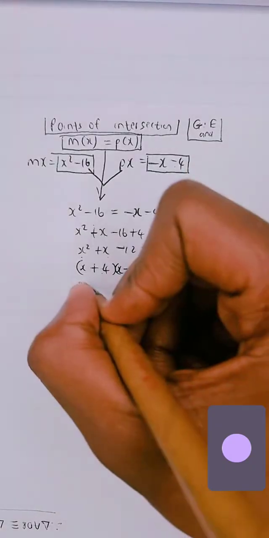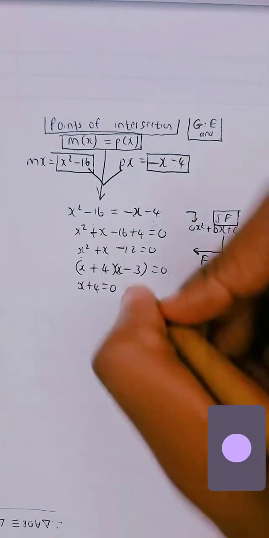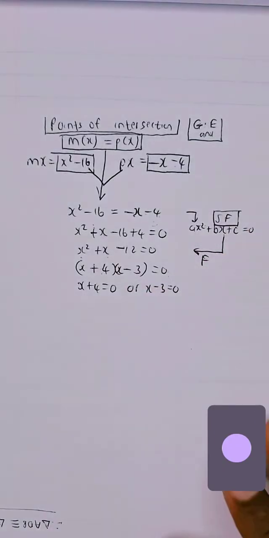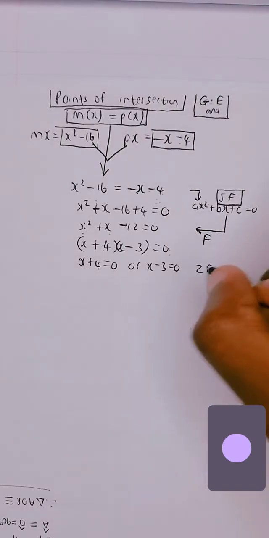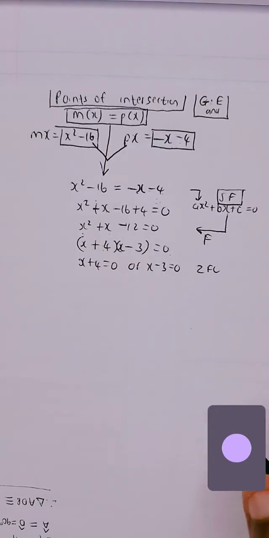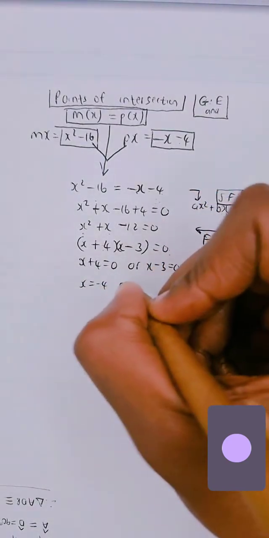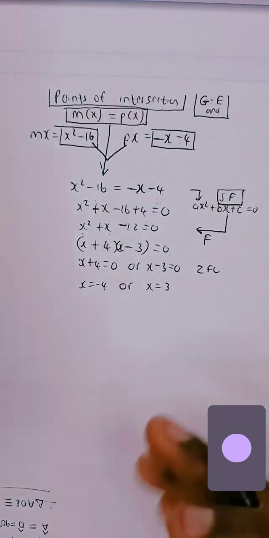Then we apply the zero factor law. This only applies when you have 0 on the other side. We take each bracket and equate it to 0. Then final answer, we solve the linear equation. What do we get? So this is the zero factor law. x equals negative 4. x equals 3. Now Z, let's quickly check something.